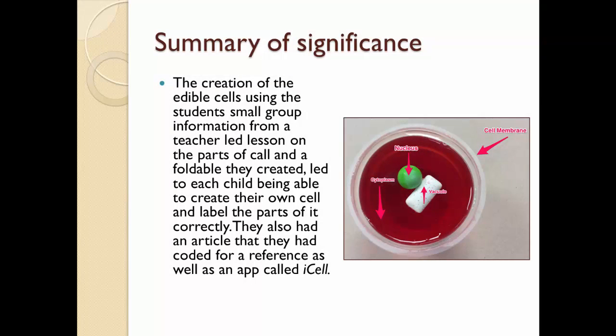This was very significant because our students were not only using technology, but they were creating a three-dimensional model and using technology to record the parts of the model. Students had to gather information from a variety of sources: from a previous small group lesson, from notes in a foldable in their science journals, as well as from an application called iCell on their iPads. So they had lots of resources to use when creating their three-dimensional model and labeling its parts.